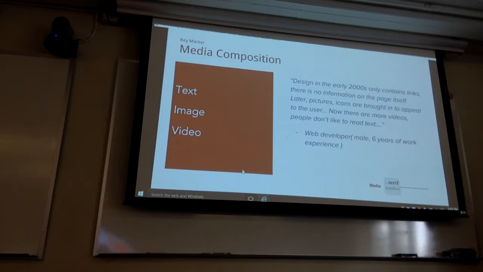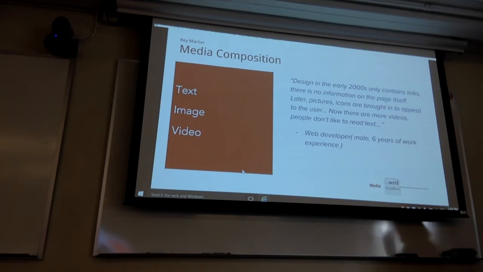The third key marker is media combination. It's a combination of text, images, and videos. This web developer, our expert, mentioned that designs in the early 2000s only contained text links. There was no more actual information on the web page. But later, pictures and icons were brought onto the web page to appeal to users. And right now, there are more videos on most websites, and people don't even read the text on the main page.